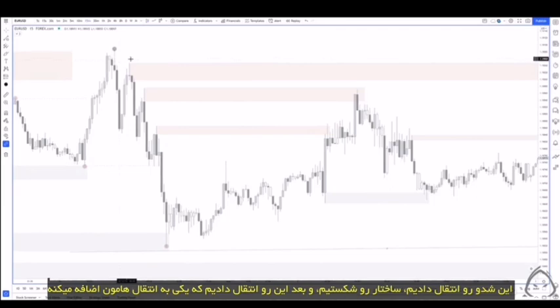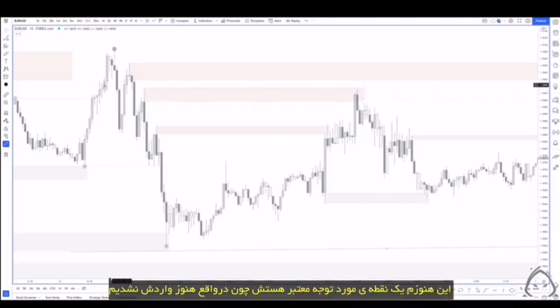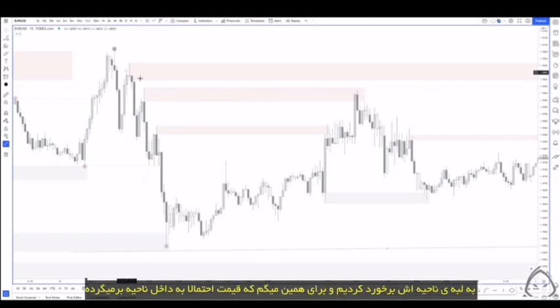We've mitigated this wick, we've broken structure, and then we've mitigated this, which adds a mitigation to that. This is still a valid point of interest because we haven't actually tapped into it fully. We get a little bit, like I said, which is why price would gravitate a little bit higher in there.